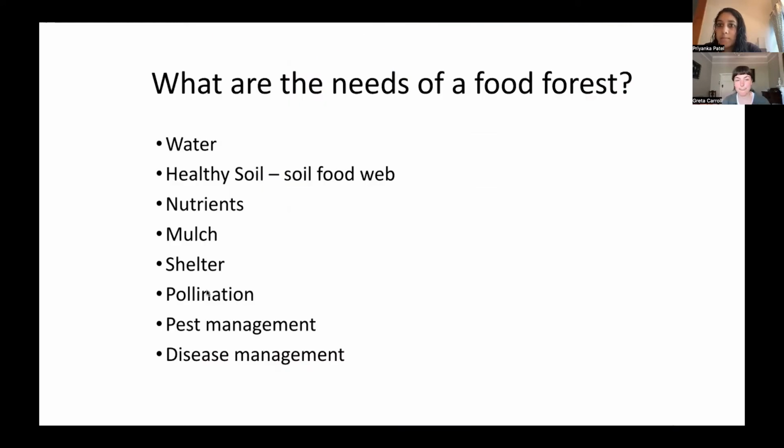So basically, yeah, we're looking at the water. We want a healthy soil food web, healthy soil. We want nutrients. We want mulch. We want shelter, pollination to occur, some pest management and disease management. So when we're putting plants together to create food forests, we call it a guild. So a guild of plants and animals.